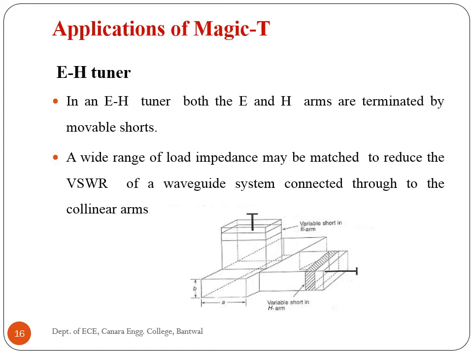Applications of magic T. The magic T has a number of applications in various microwave circuits, such as the EH tuner for impedance matching, balanced mixer in a microwave superheterodyne receiver, power combiner, and duplexer. In an EH tuner, both E and H arms are terminated by movable shorts which act as E-plane and H-plane stubs. The position of the shorts can be adjusted so that a wide range of load impedance may be matched to reduce the voltage standing wave ratio of the waveguide system connected through the collinear arms.